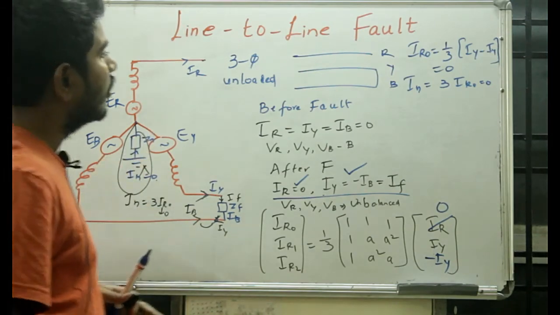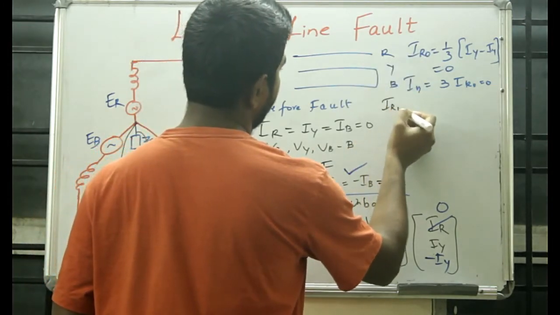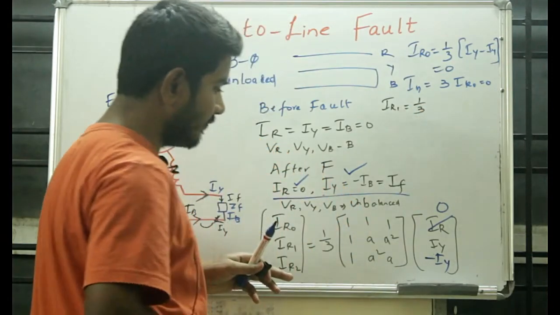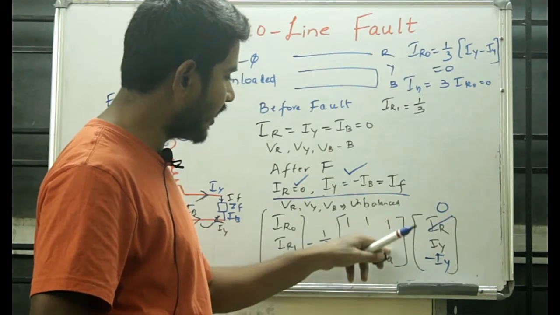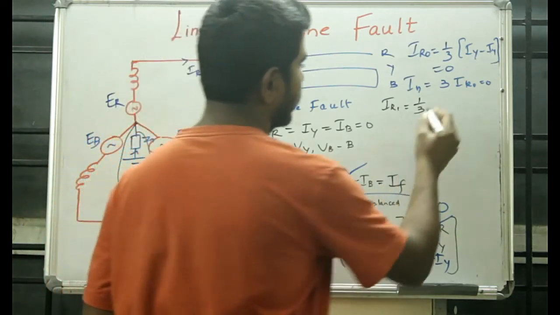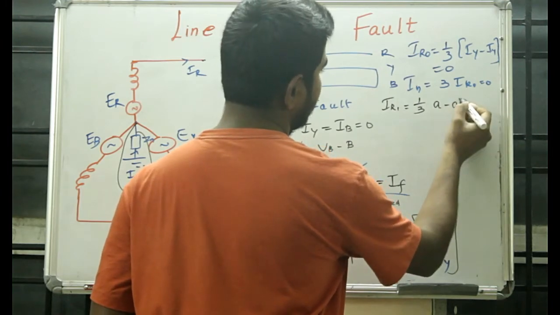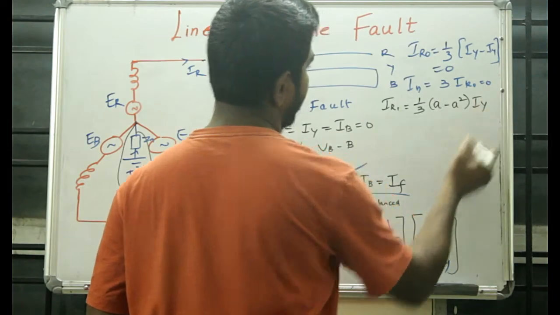Now we have found IR0. IR1 will be given by 1 by 3 times 1 into 0, which is 0, plus A into IY minus A square into IY. We can take IY common, so that we get A minus A square into IY.